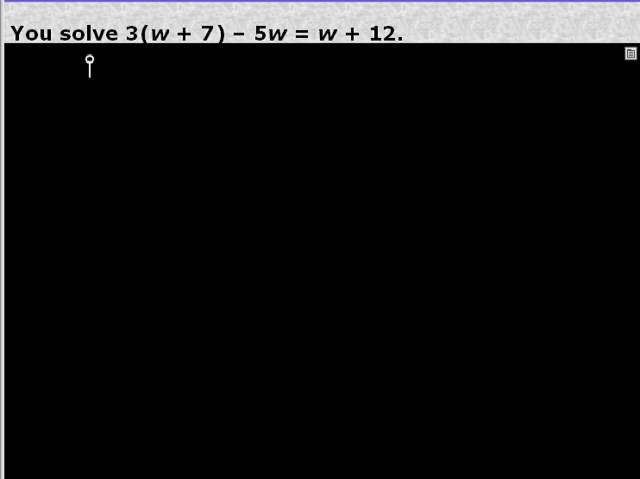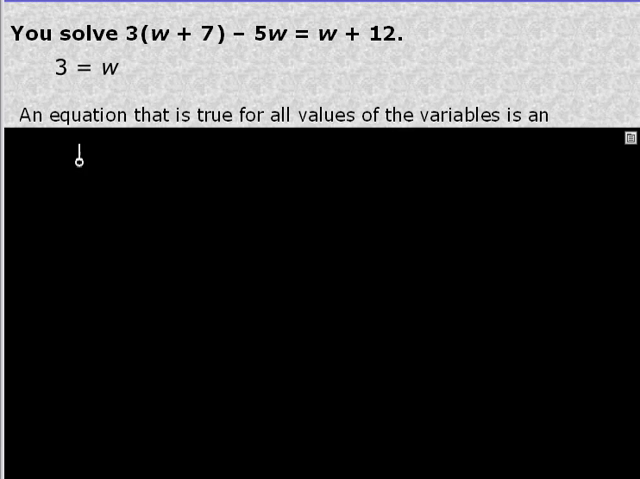All right, one for you to solve. You already saw the answer, so hopefully you know how to do this one on your own.